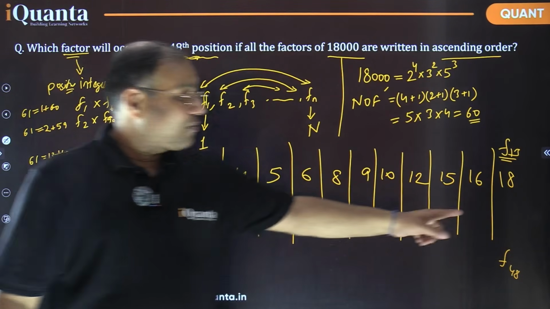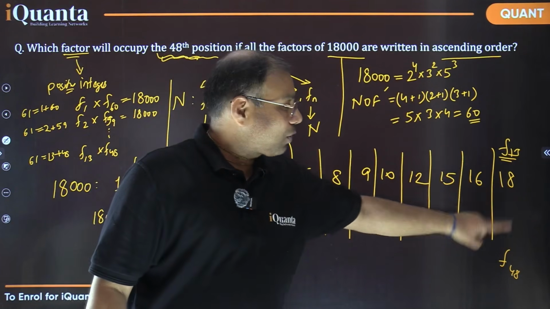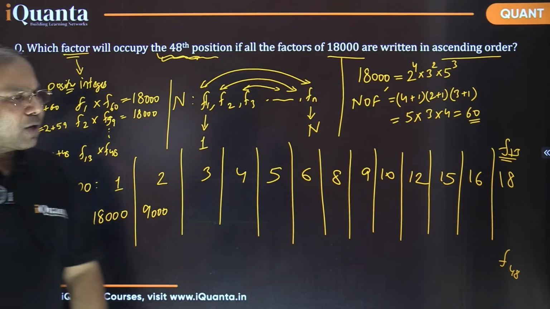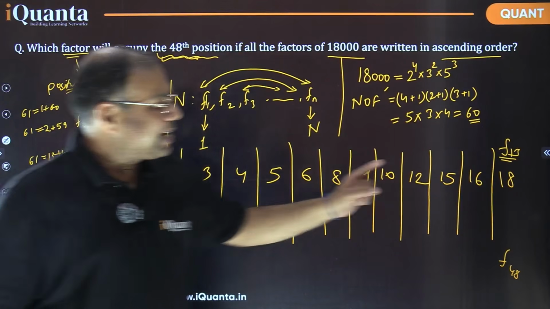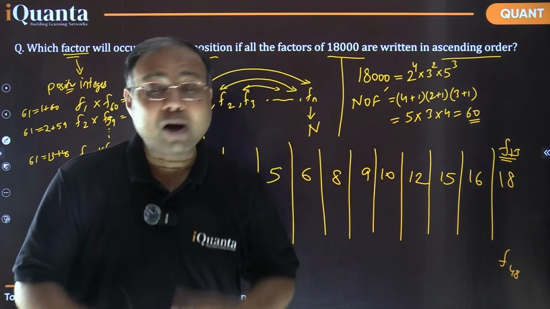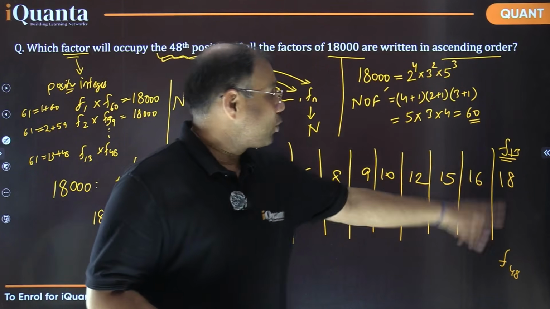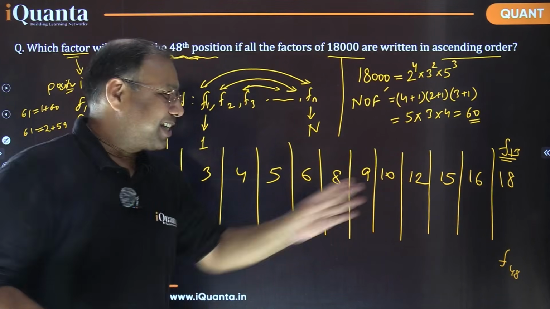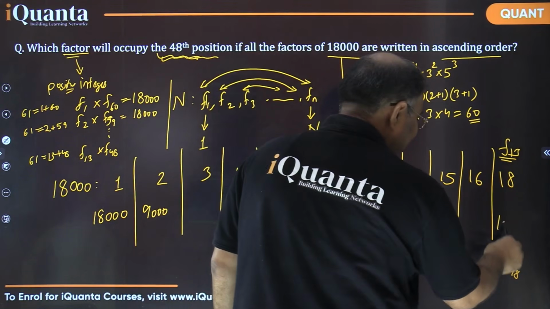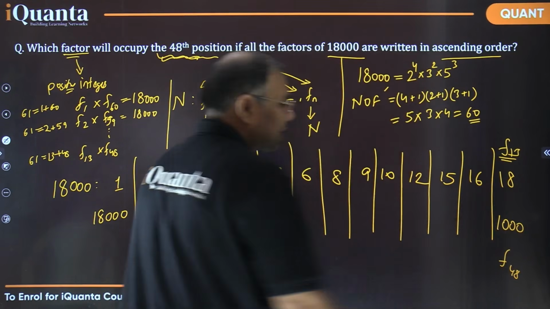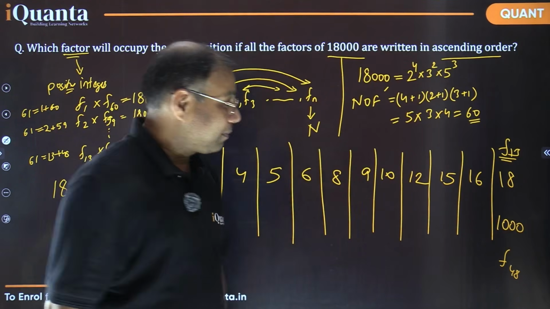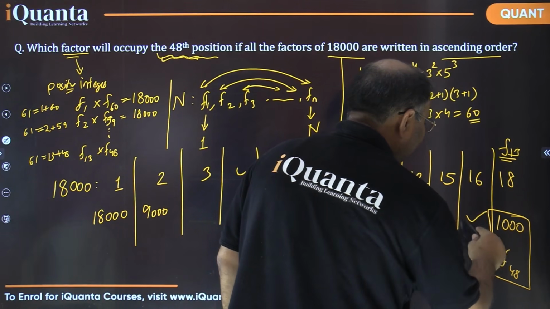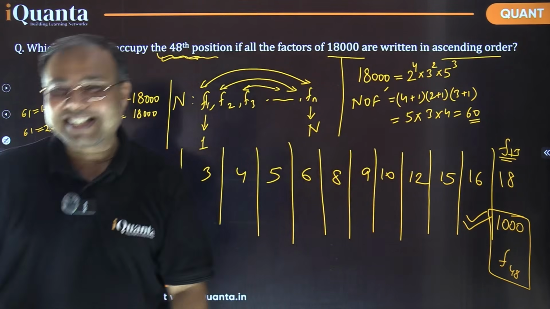Now, how to identify this? We know that the product of these two numbers is going to be equal to 18,000, right? Now, can you tell me what should be multiplied to 18? What number should be multiplied to 18 to get 18,000? It can't be simpler than this, right? It is simply 1,000, isn't it? So 18 times 1,000 comes out to be the number itself, 18,000. So the 48th factor which we are looking for actually is 1,000. That's it. So that's the answer.